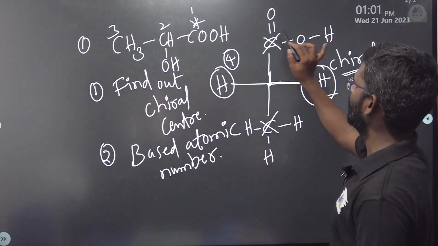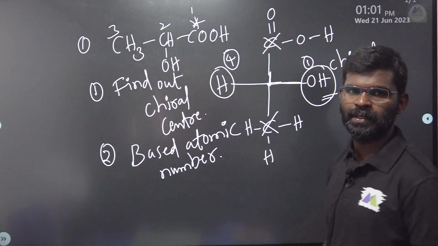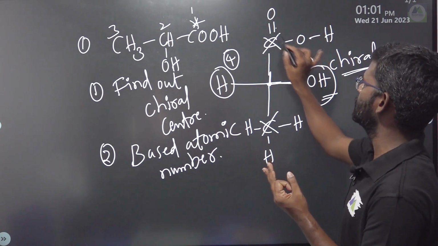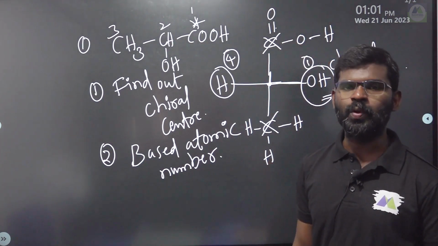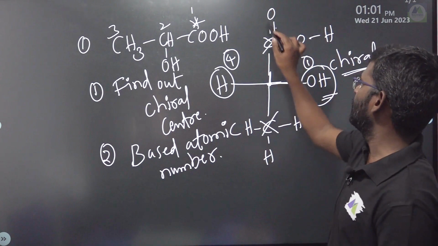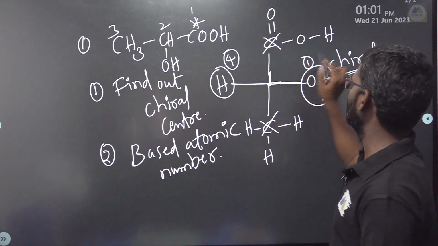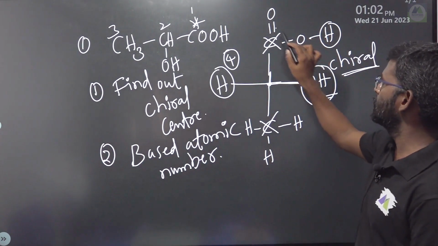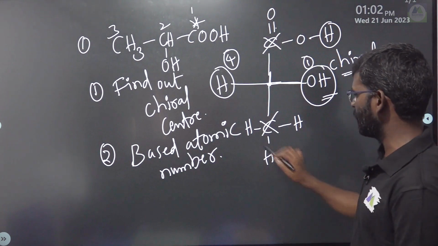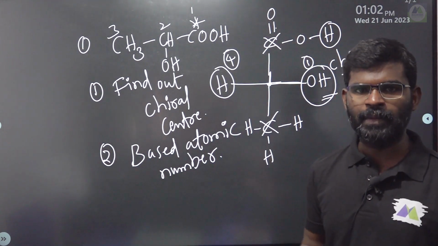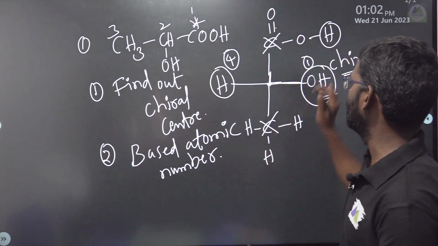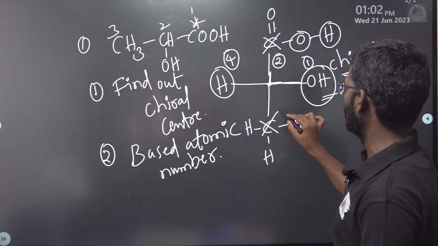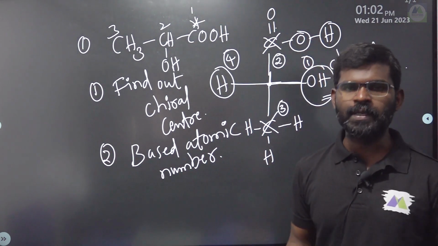Coming to here, oxygen with one bond, another bond with oxygen. So three bonds, one sigma and two pi. Here one sigma, here one sigma, here one pi, right? So total two sigma, one pi. Total three atoms directly attached to carbon. This hydrogen is not directly attached to the carbon atom, right? So here three oxygens, here three hydrogens. Which one has more atomic number compared to hydrogen and oxygen? Obviously oxygen, right? So this is priority number 2. And automatically this is priority number 3.